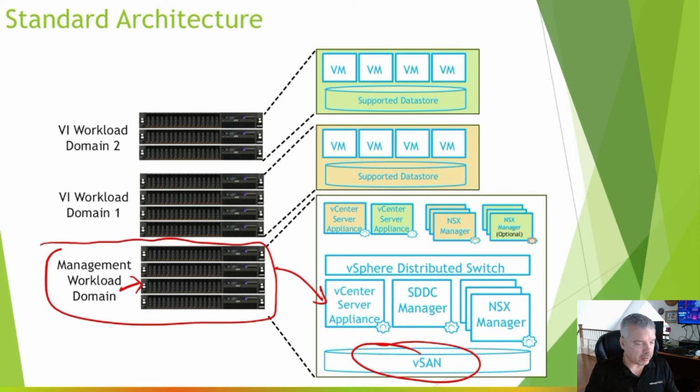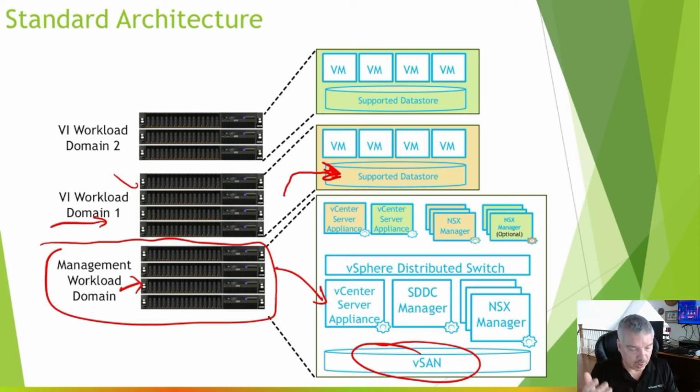The workload domains. Now, if I decide I'm going to deploy some workload domains, again, I can have like 3 servers here or whatever. Notice the data store now says supported data store. It could be vSAN, NFS, Fibre Channel, whatever, as long as it's a supported data store, okay?